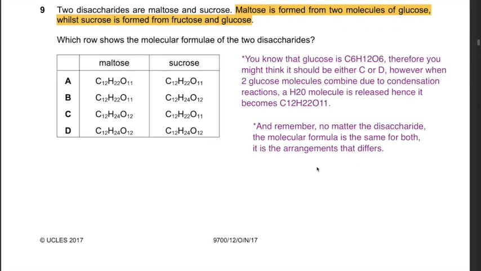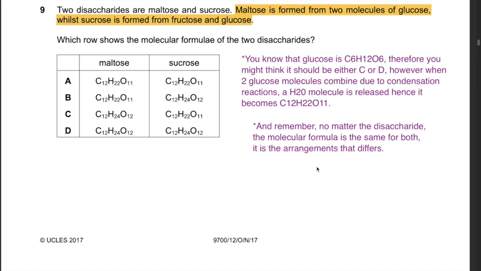Question 9. Two disaccharides are maltose and sucrose. Maltose is formed from two molecules of glucose, while sucrose is formed from fructose and glucose. Which row shows the molecular formulae of the two disaccharides? You do know that glucose is C6H12O6, right? Therefore, you might think it should be either C or D.